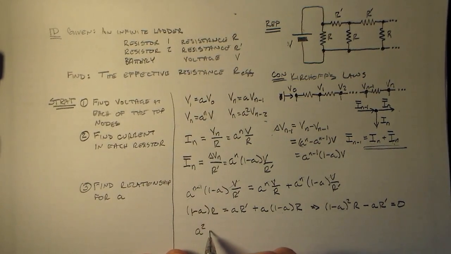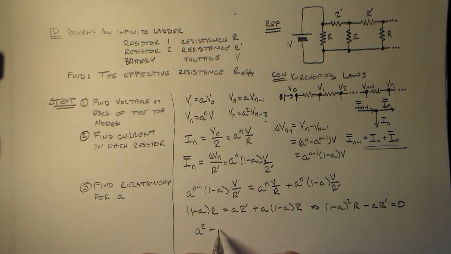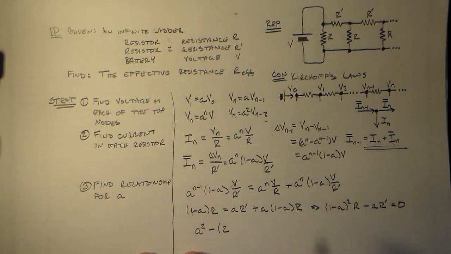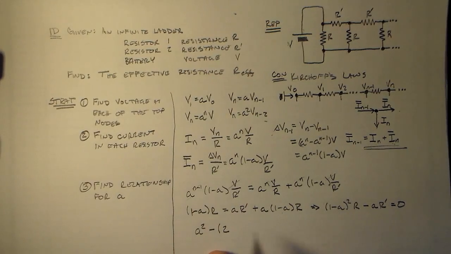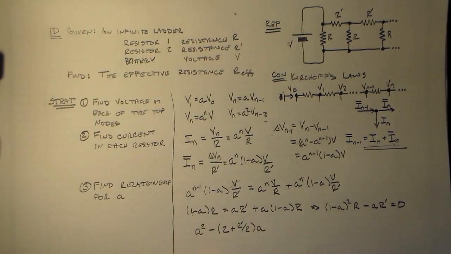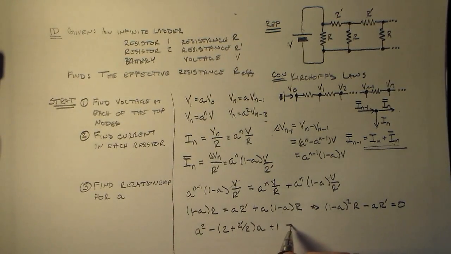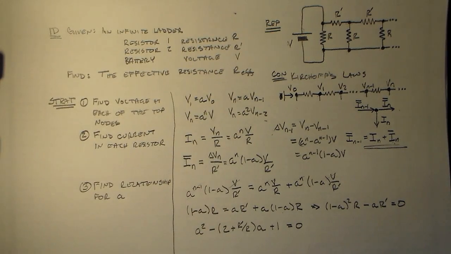Okay, I have A squared minus 2A here. I've also got another A here with a minus sign, and that's going to be plus R prime over R times A. And then we're going to add 1 to it, and that's going to equal 0. And as you can see, that's just a very simple quadratic equation in A.